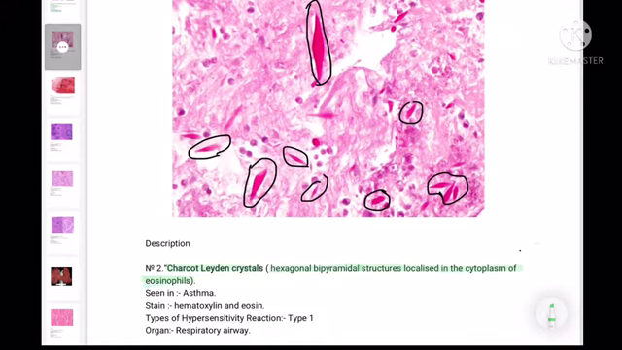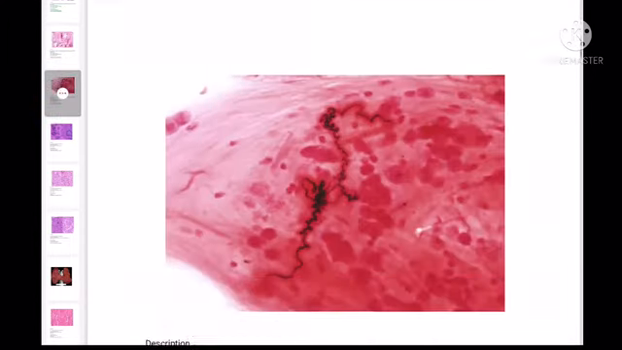In the first and in the second lecture, I think in the second lecture, I said that eosinophils are a component of type 1 hypersensitivity reaction. And in asthma, which is a type 1 hypersensitivity reaction, we can also find eosinophils. And inside the eosinophil in the cytoplasm, we can find some hexagonal bipyramidal highly eosinophilic crystals. These crystals are called Charcot-Leyden crystals. So the disease is asthma, staining is hematoxylin and eosin, reaction is type 1 hypersensitivity reaction, and the organ is the airway. Now another one.